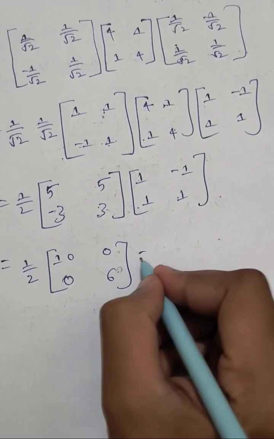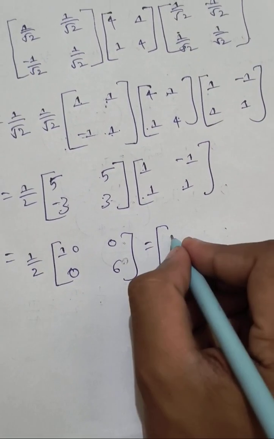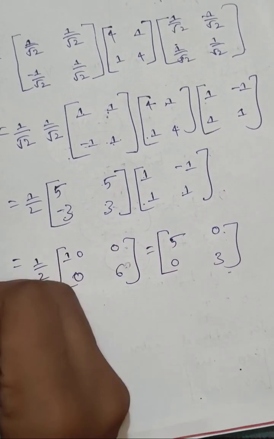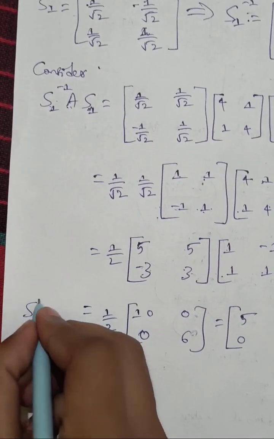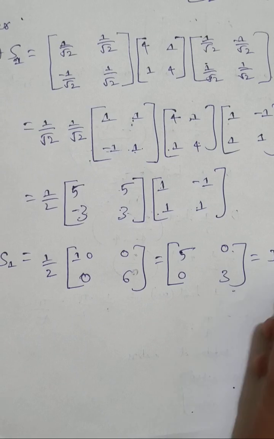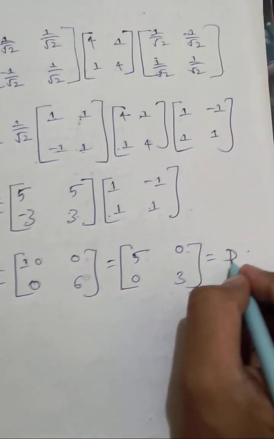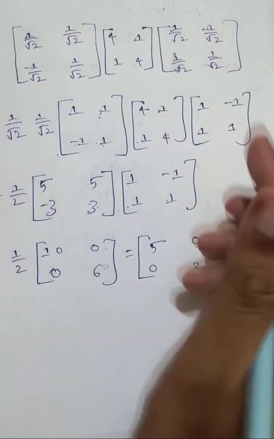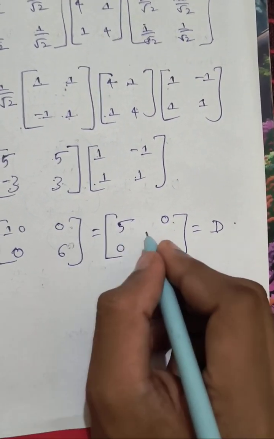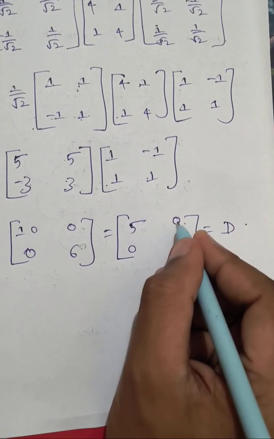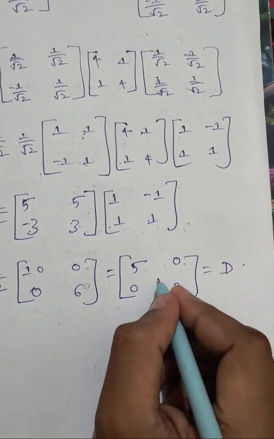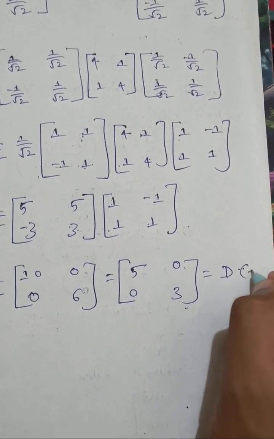Take 1 by 2 inside. So that is 10 divided by 2 is 5, 0, 0, and 6 divided by 2 is 3. So now we got S1 inverse A S1 equals D. So D is a diagonal matrix. D means diagonal matrix, which means we converted this matrix into a diagonal form. What does diagonal matrix mean? The non-diagonal elements are 0 here. Both the non-diagonal elements are 0. Only the diagonal elements are non-zero here. So therefore it is a diagonal matrix.